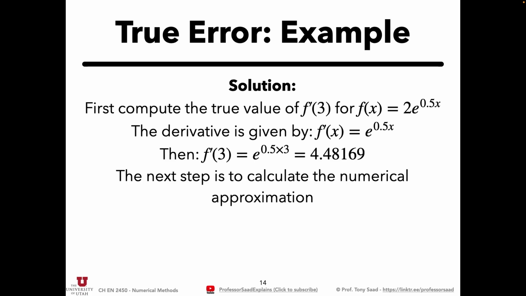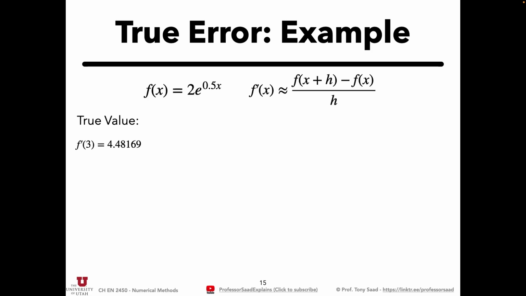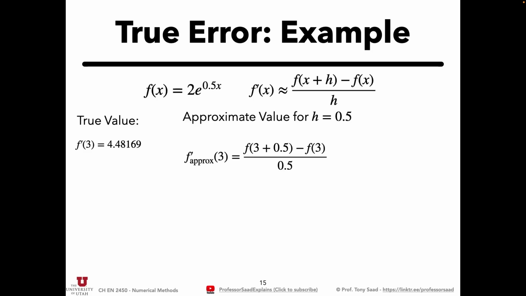Next step is we will calculate the approximation. Again, this is just a simple example. So now we have the true value, and then we do the approximation. Our approximation formula is this: f of x plus h minus f of x over h. And we want to do it for a couple of values of h. First, for h equals 0.5, you simply plug in x is 3, h is 0.5, minus f of 3, over 0.5. And you will get a value. You're going to get 5.09165.